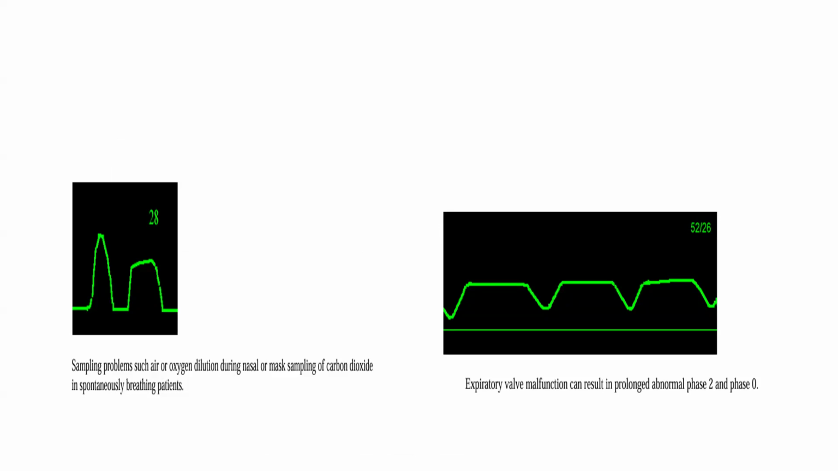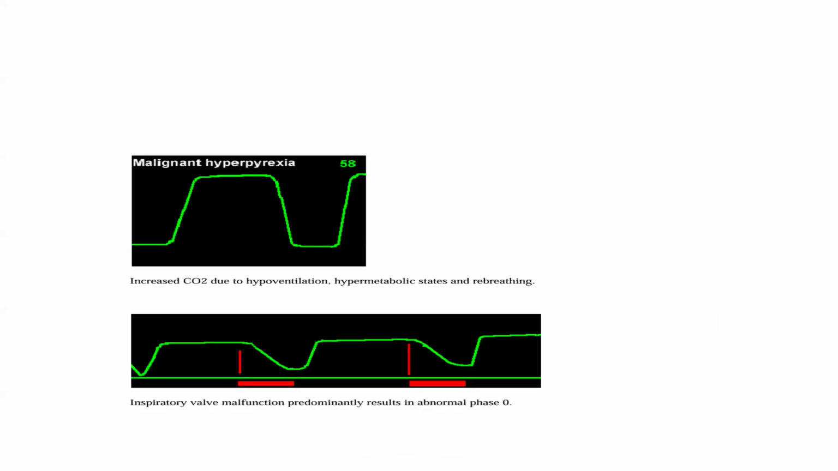Now the next diagram is showing expiratory valve malfunction. It can result in prolonged abnormal phase 2 and phase 3. Now again, there is increased CO2 due to hyperventilation and hypermetabolic status. So the EtCO2 graph will look like the first diagram. The second diagram is representative of inspiratory valve malfunction, predominantly resulting in abnormal phase 0. Thank you guys.